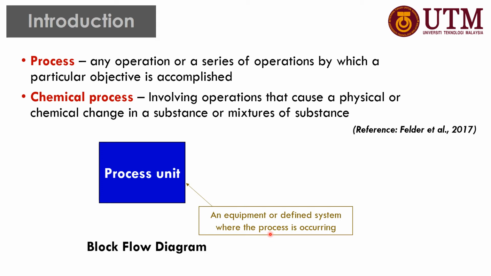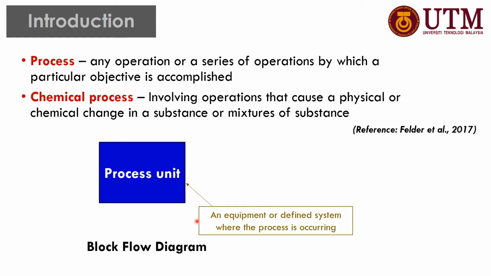So that is an example of an equipment. Okay, so the process unit can be either an equipment or a defined system where the process is occurring. In order for a process to occur, of course, there must be certain inputs that we insert in the equipment or in the defined system.